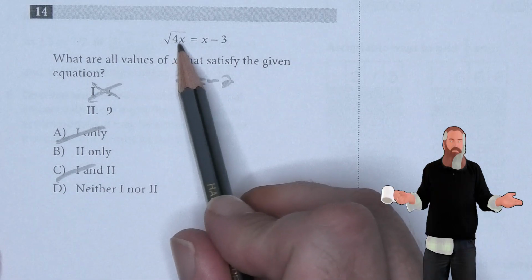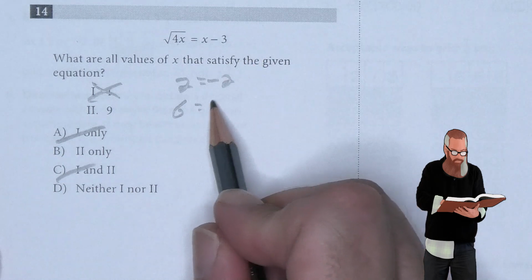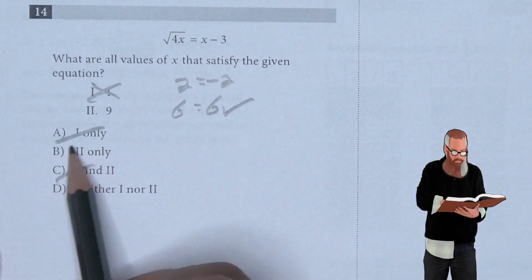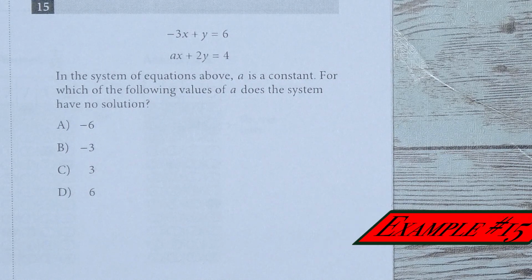9 times 4 is 36, and the square root of 36 is 6. 9 minus 3 is 6, so number 2 works out. B is the answer.